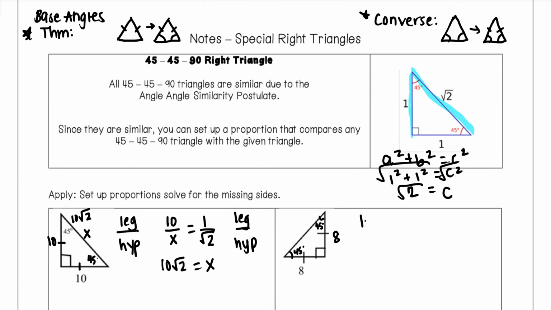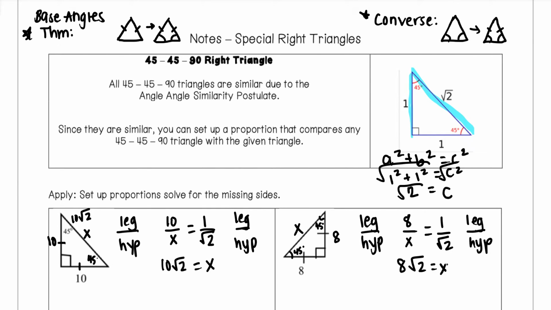We can do the same thing by setting up a proportion of leg over hypotenuse, comparing this one to the original. So my leg in this new triangle is 8, and the hypotenuse is what I'm solving for, so I'm going to call it x, so 8 over x. And the leg and the hypotenuse of my original 45, 45, 90 triangle was 1 over root 2. So again, I'm going to cross multiply. 8 root 2 equals x, and that is my hypotenuse of this triangle.